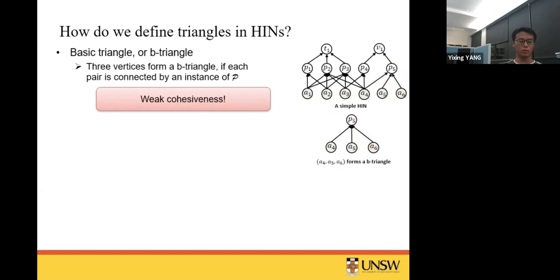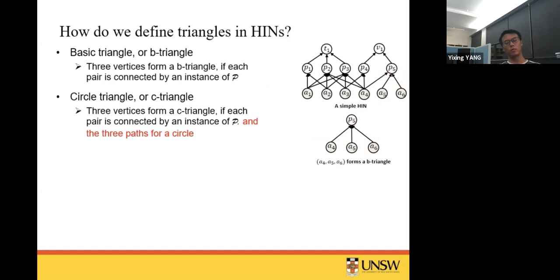So for improving the cohesiveness, we introduce another type of triangle called circle triangle or C triangle. Given a metapath P, three vertices can form a C triangle if each pair is connected by an instance of P, and these three paths connecting them can form a circle. Let's see this example. In this example, we can see that A2, A3, and A4 can form a circle triangle because there are three path instances connecting them, and these paths can form a circle. Please note that a C triangle is always a B triangle.